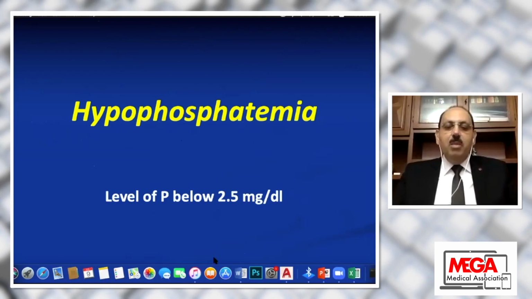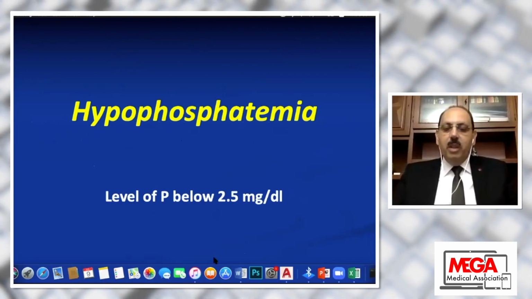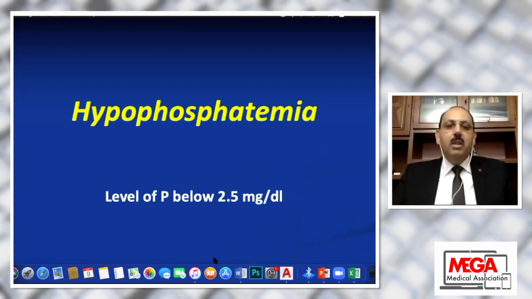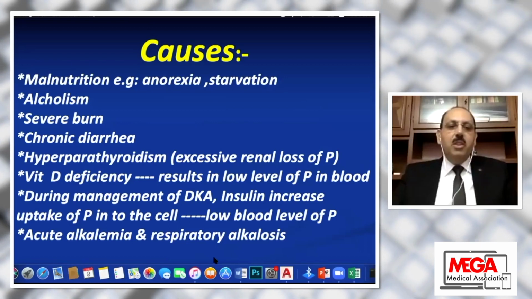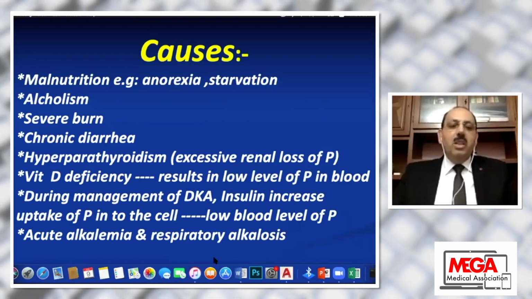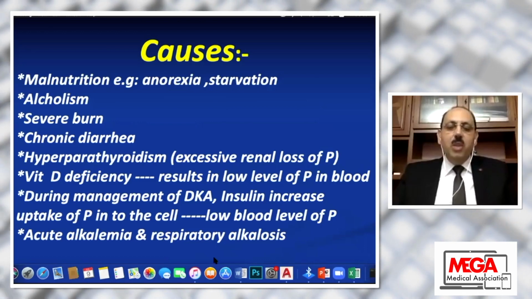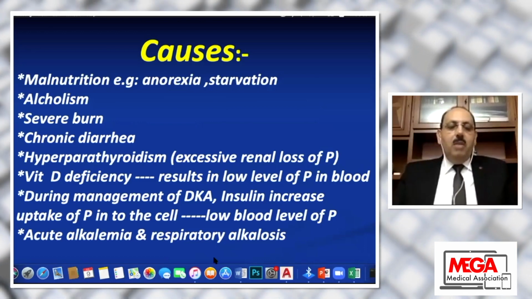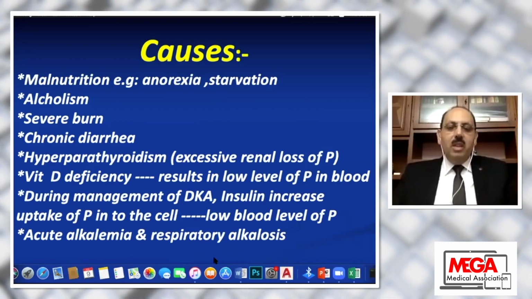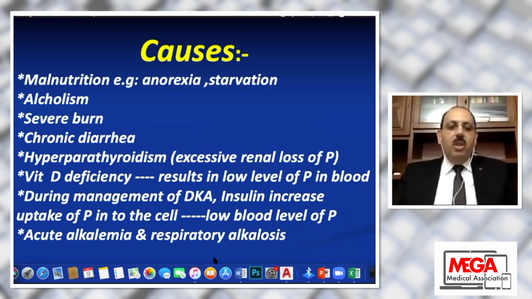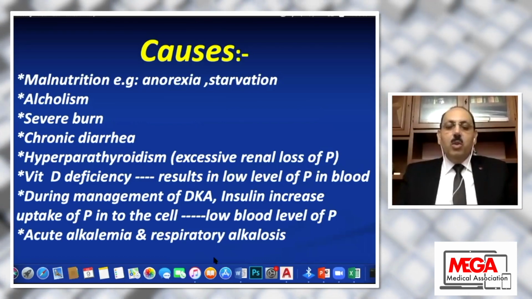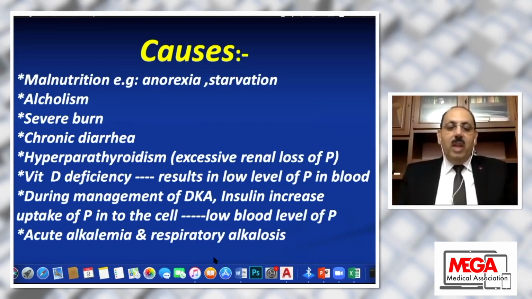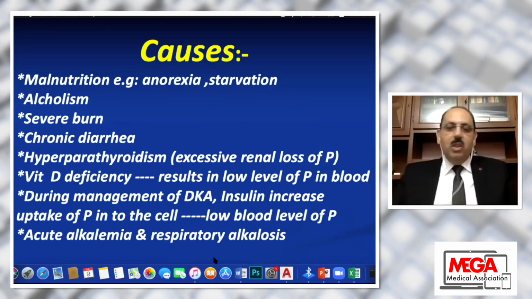Hypophosphatemia means a level of phosphorus below 2.5 milligrams per deciliter. The causes are malnutrition, decreased intake in anorexia and starvation, chronic alcoholism, severe burns, chronic diarrhea, or hyperparathyroidism, where there is excessive renal loss of phosphorus. Vitamin D deficiency also results in a low level of phosphorus in the blood. And during management of diabetic ketoacidosis, administration of insulin increases uptake of phosphorus and shifts it into the cell, also causing hypophosphatemia, as do acute alkalemia and respiratory alkalosis.